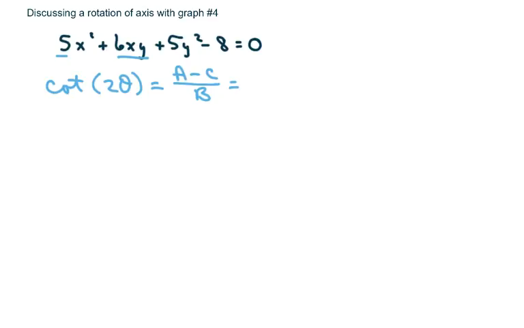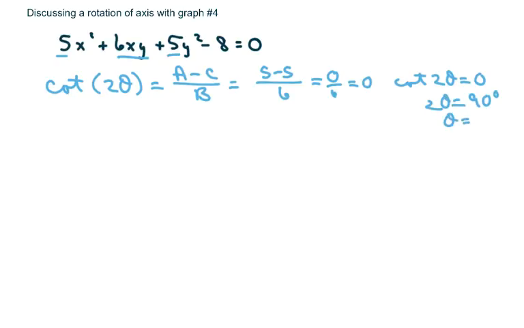What we notice is A and C are both the same, so you're going to get 0 over 6, which is 0. And we know that cotangent of 2 theta equals 0 at 90 degrees. So if I set 2 theta equals 90, then my theta is 45 degrees. So we need to know that. And then we're just going to use our rotation formulas.